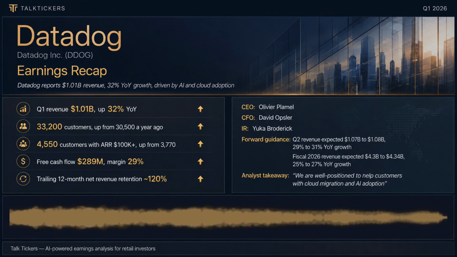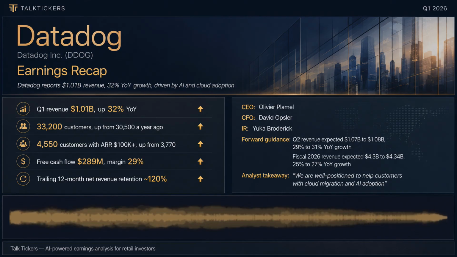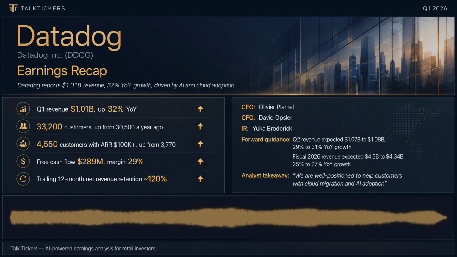I was looking at the quarter-over-quarter trends, and the growth rate actually accelerated. Which is wild. It is. They hit 32% year-over-year growth this quarter. Last quarter, it was 29%. Right. And the quarter before that, in the same period last year, it was 25%. So as the revenue base expanded massively, the physical speed of the company's expansion also increased.